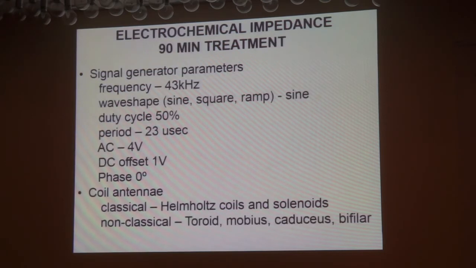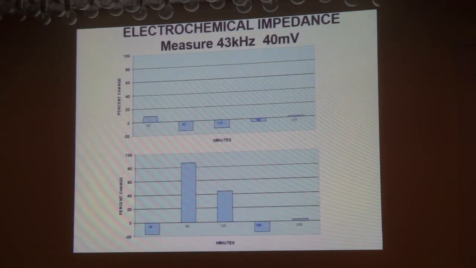But before we do that, I'm basically describing the parameters. Okay, so in these experiments, I'm using a signal generator, 43 kilohertz, and signal generators have a lot of different parameters. These are the parameters. Sine wave works best, square wave doesn't work as well, and these parameters using various coils. So here's an example of measurements. Conductivity using the electrochemical impedance, stimulating with 43 kilohertz, and then measuring at 43 kilohertz.